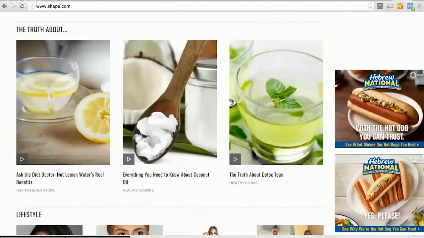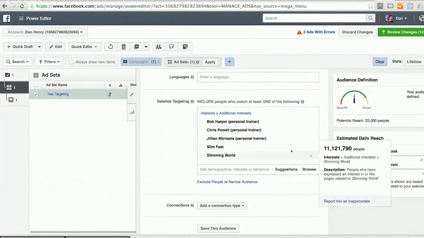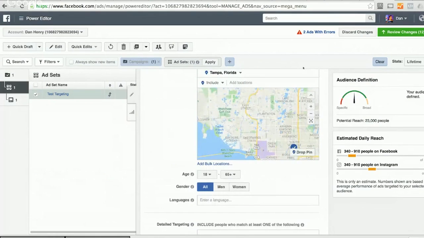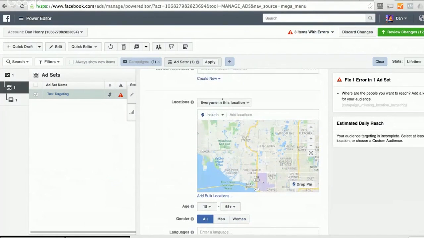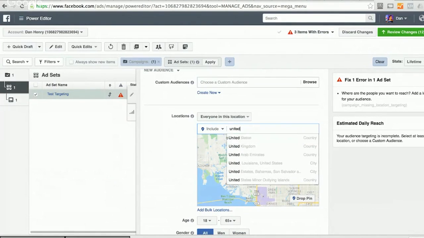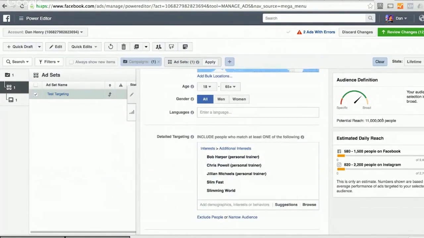Okay. Now, let me also explain the difference between national and local. Because I'm trying a local personal training type of thing here, I'm including all of these things. Why? Because I'm only in Tampa and I've got to get this reach up to have enough people to work with. If this was national, if I get rid of that and just do, let's say, United States, boom. Now it's 11 million people. That's way too broad in my opinion.